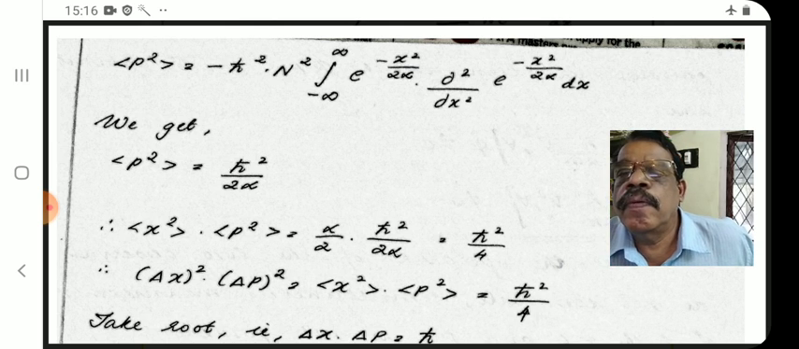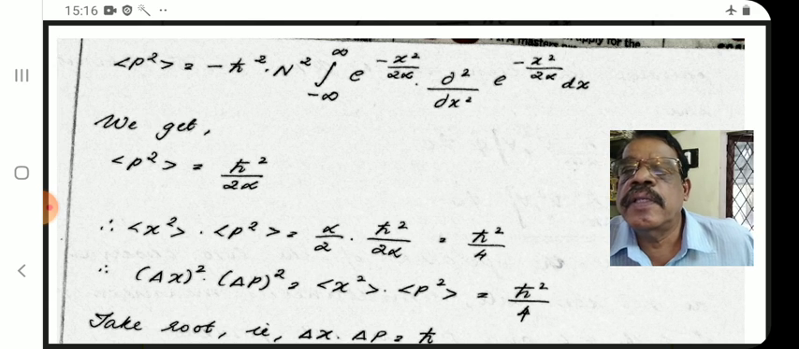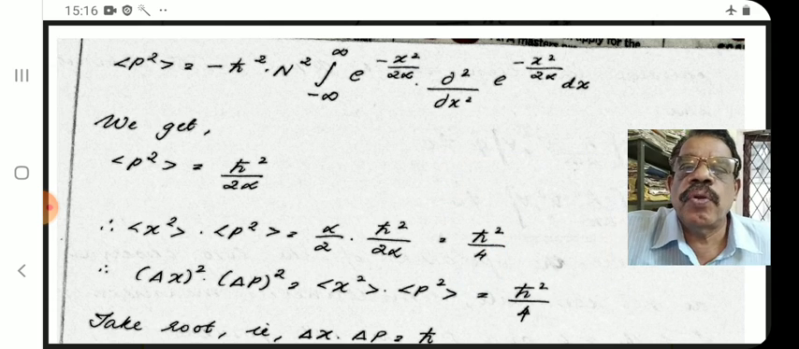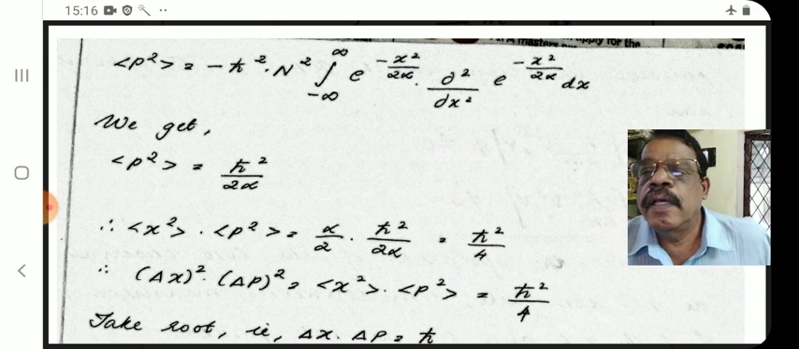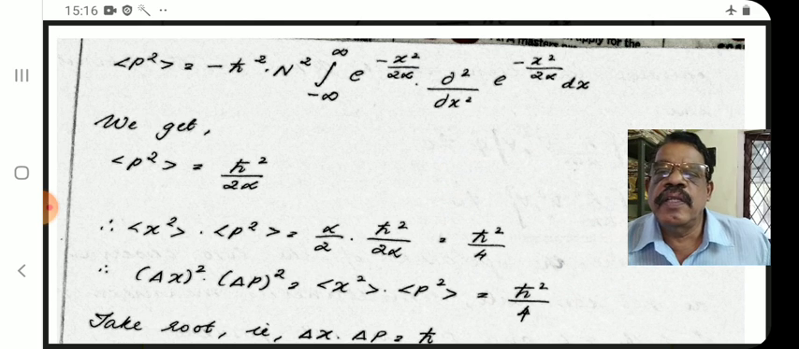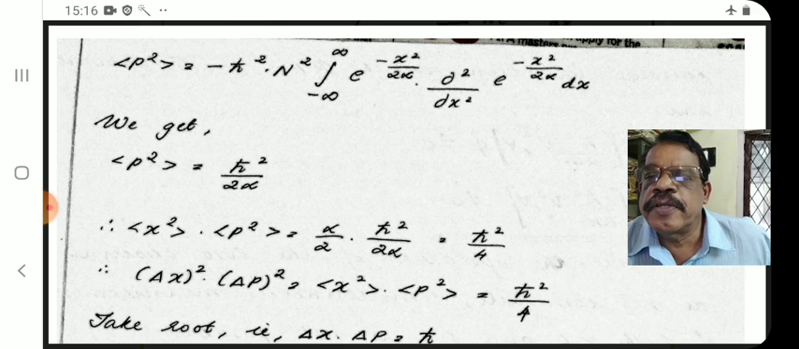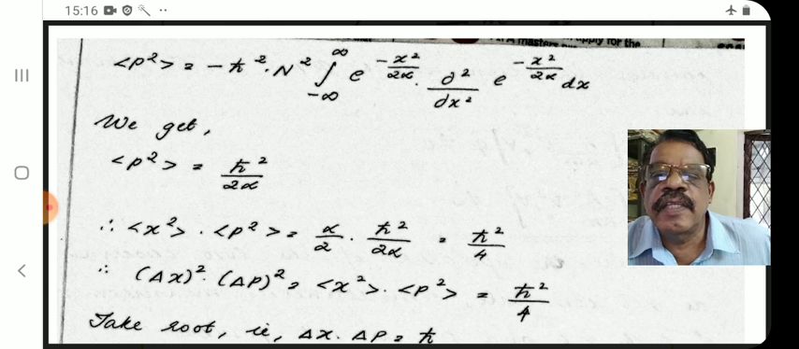Now we get this, and you integrate. On integration we get p square expectation is h cut square by 2 alpha. The integration is not given; we can learn it by heart, we can remember it. Therefore, x square expectation into p square expectation is equal to alpha by 2 into h cut square by 2 alpha. Alpha cancels. We get h cut square by 4.